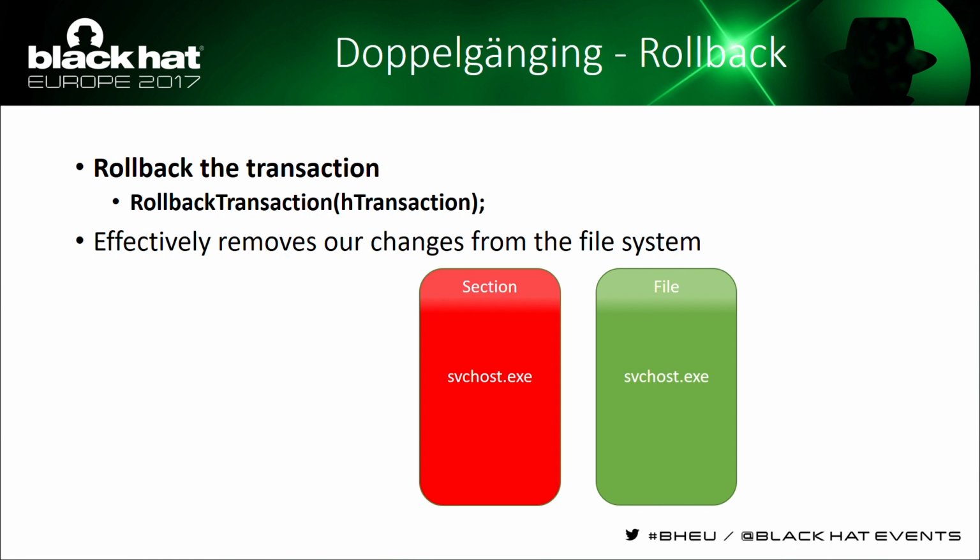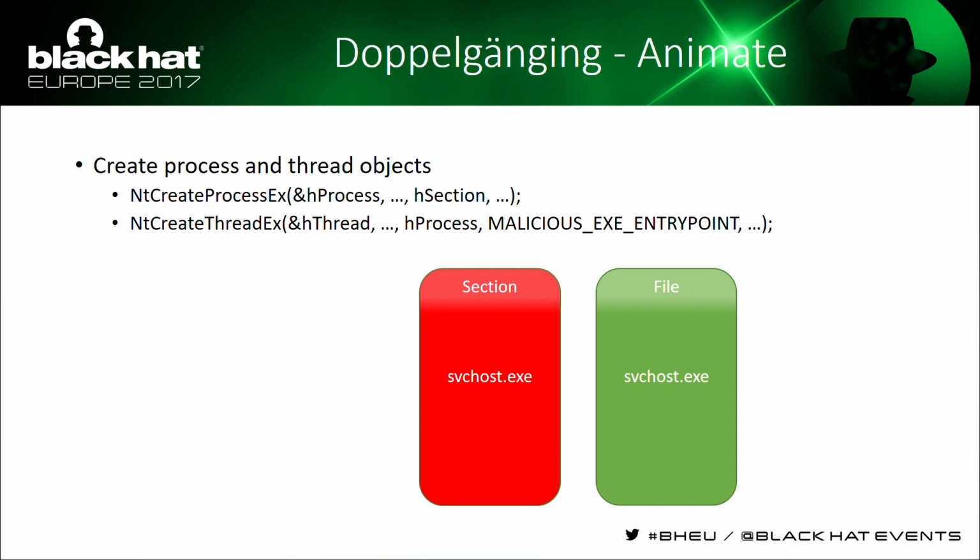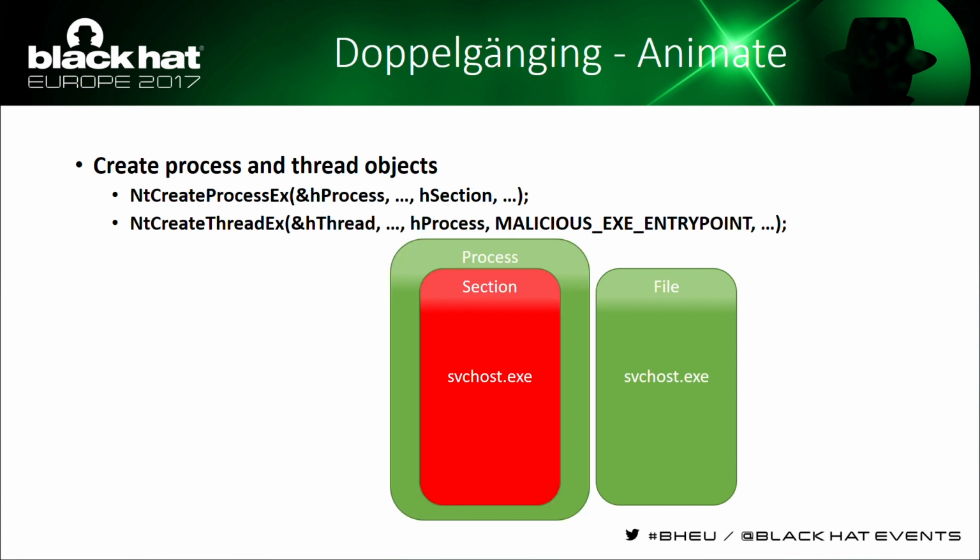At this point, we move on to the last step, which is to create a process from this section. We use the information we uncovered before from examining the Windows loader, and we use the NtCreateProcessEx routine to create a process from this section object. Once we do that, we now have a process that looks legitimate and actually runs malicious code in it.